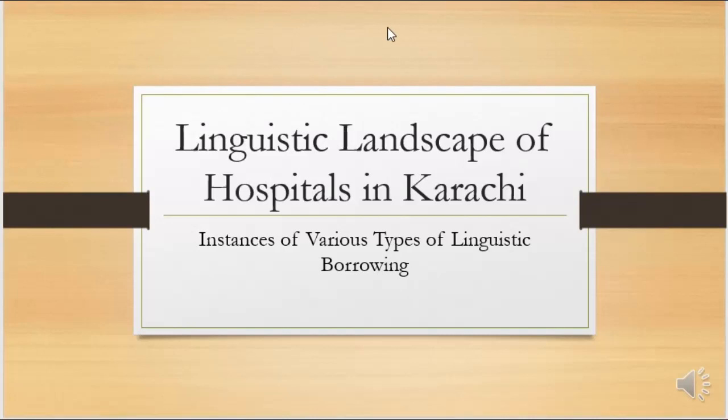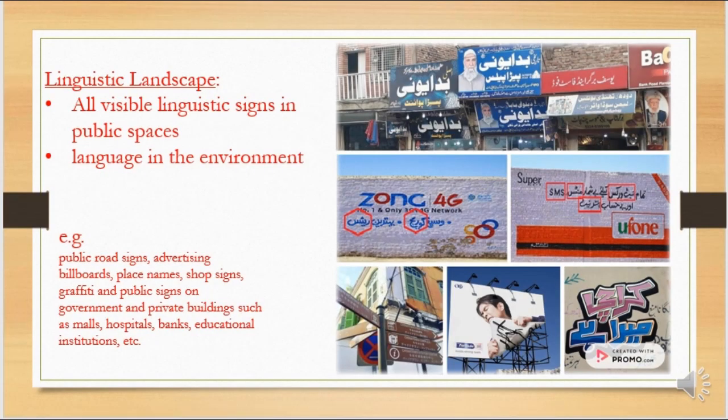Hello, this is Abdullah Zafar, and in this presentation, I'll be talking about the linguistic landscape of hospitals in Karachi, and in particular, I'll be discussing the various types of linguistic borrowing that can be noticed in the landscape. And to explain that, I'll show photographs that have been taken from 3 different hospitals in Karachi. So, let's get into the topic.